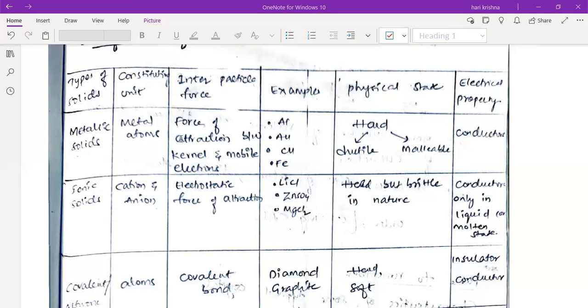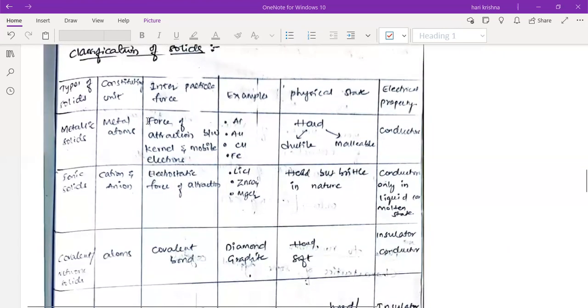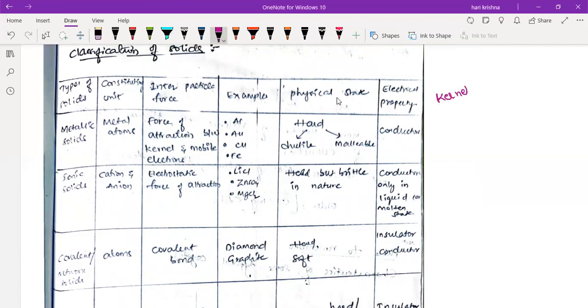I have written the kernel, right? What is the meaning of kernel? Suppose you take any atom, like we'll take sodium as a metal. What is the electronic configuration of sodium? In total we have 11 electrons, right? So the first shell will take 2 electrons, the next shell will take 8 electrons, and the last shell will have 1 electron.